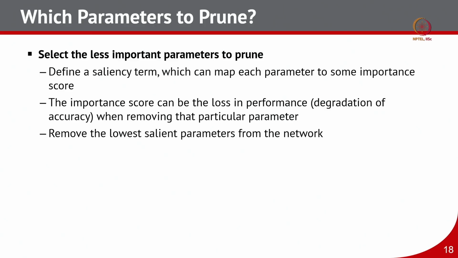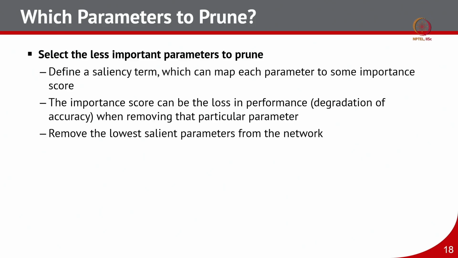Now the biggest question is which parameters to prune. Of course we need to select the less important parameters to prune, that is no brainer. We need to drop the parameters which are not so useful for the DNN, but how can we choose those parameters? The general technique is to define a saliency term which maps each parameter to some importance score. If there are 100 million parameters in some DNN, we can assign a score to each parameter, and the importance score can be the loss in performance when removing that particular parameter. After that we can just remove the lowest salient parameters from the network.